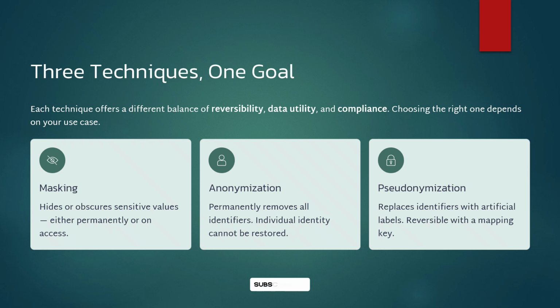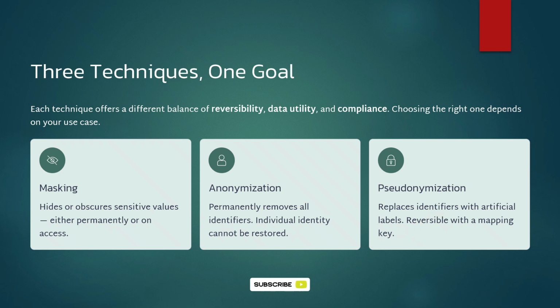So, three things that we said: masking, anonymization, and pseudonymization. What is masking? Masking hides or obscures sensitive data, either permanently or on access. We will see how it is done permanently, and how it is done on access, and what the meaning is. Second is anonymization, that removes all identifiers, so individual identity cannot be restored. We will see in detail. Pseudonymization replaces identifiers with artificial labels that can be reversible.